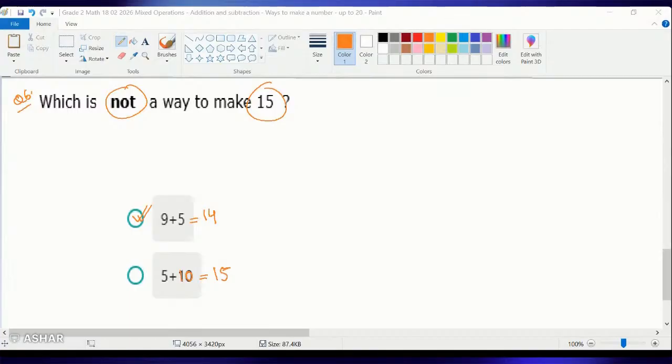Semi, because it says not a way to make a 15, right?